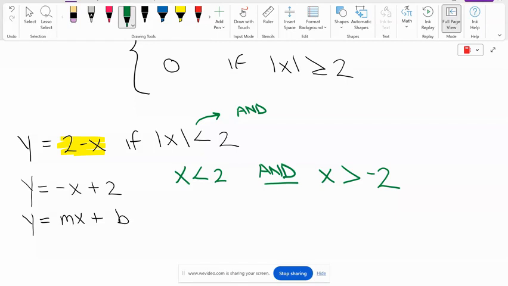So what does that mean if x is less than 2 and it's greater than negative 2? It has to be between those two numbers. So we would write this with x in the middle. X is less than 2, greater than negative 2. So negative 2 is less than x, which is less than 2.